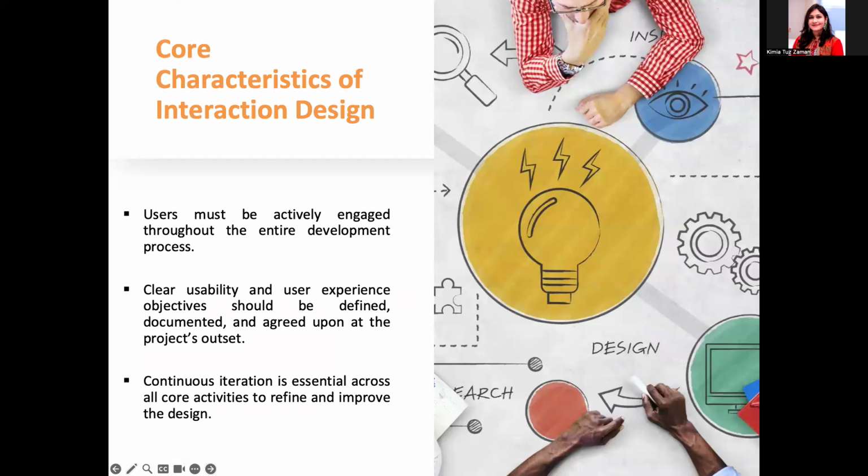Core characteristics of interaction design: engage users, define usability goals very clearly, iterate constantly, and the key idea is don't assume, test, and refine again and again.